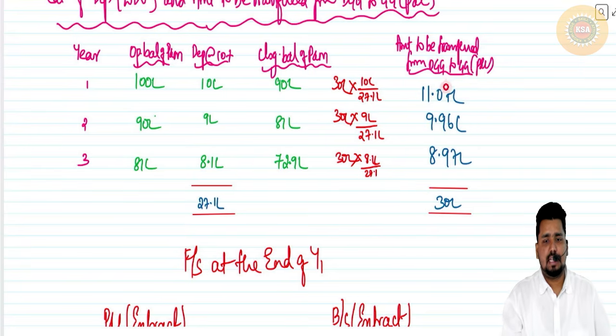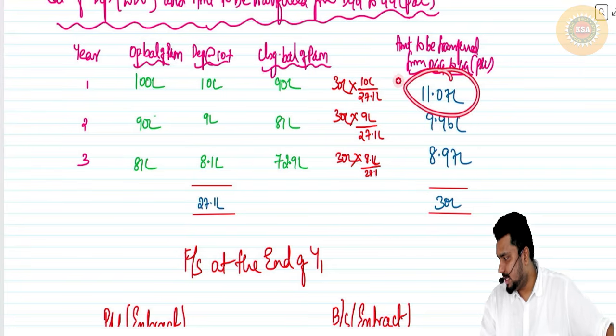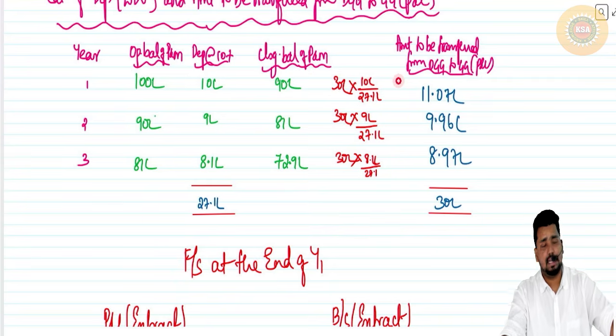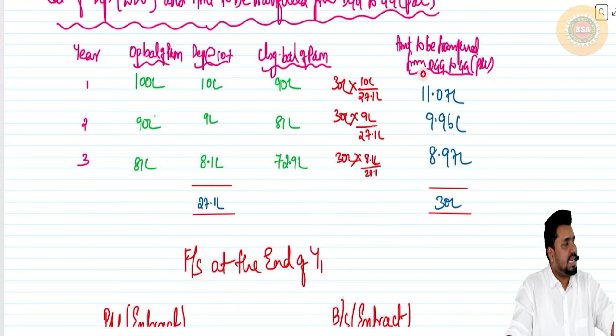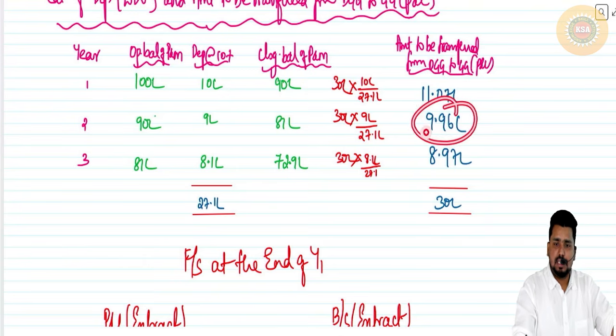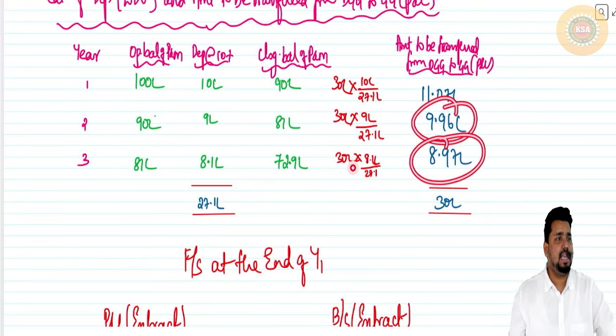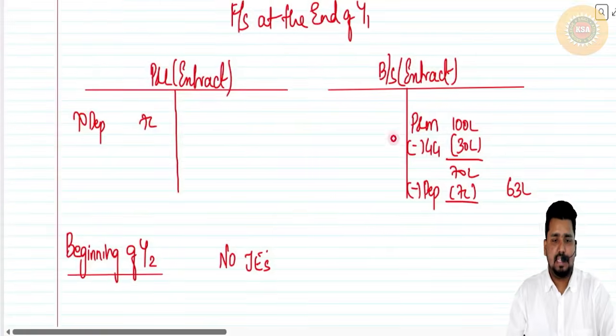Yes or no? What is the journal entry for this particularly? DGG account debit to GG. Next, GG to first year, how much? 11.07. The second year entry is the same, but the amount is 9.96. The third year will be, correct? We will see that. Hello?